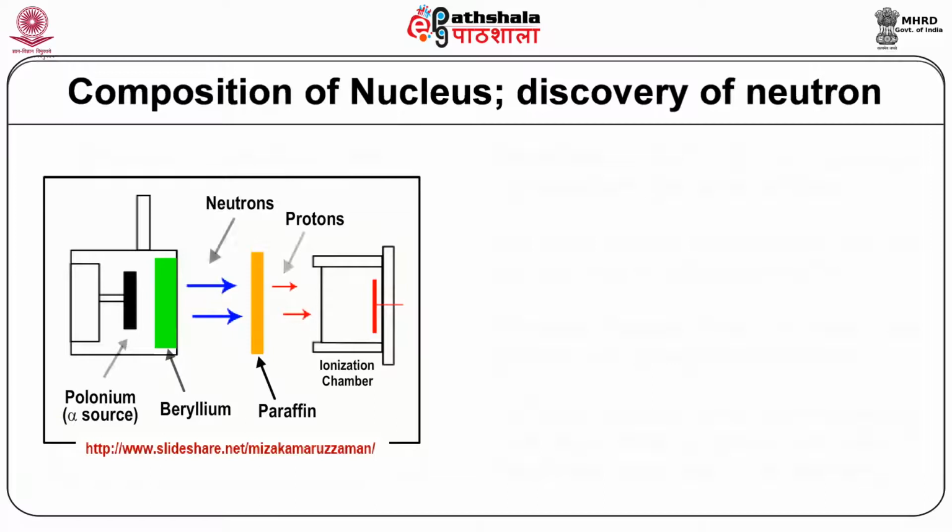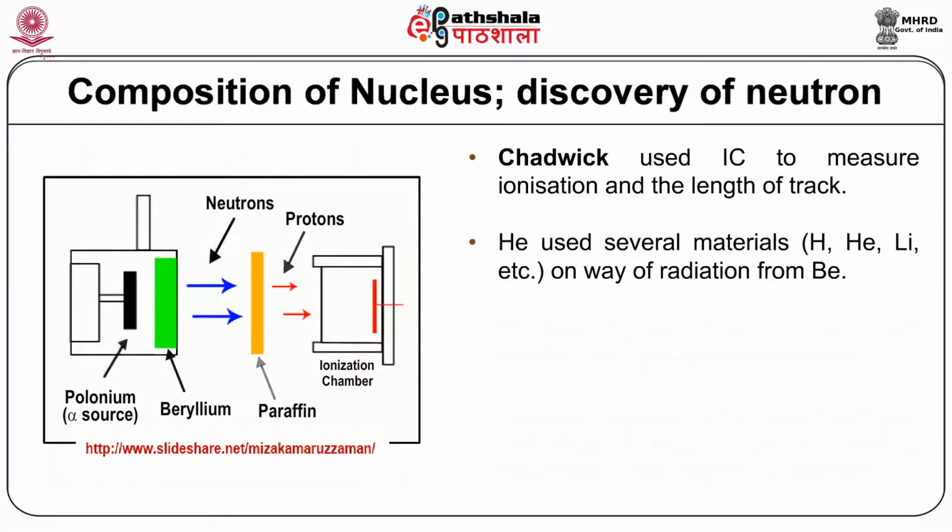Now Chadwick in Cambridge in 1932 also did the same experiment, but he made a small change in it. He used the same reaction with alpha particles. On the left-hand side, you can see the block diagram of the experimental setup. There is a chamber in which the polonium source is there, which is a source of alpha particles, and then the beryllium foil is there.